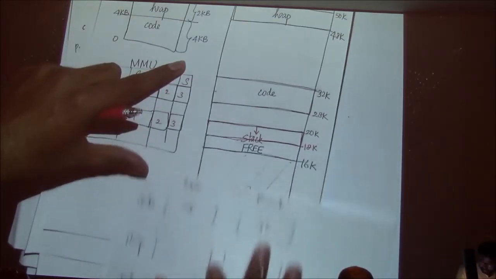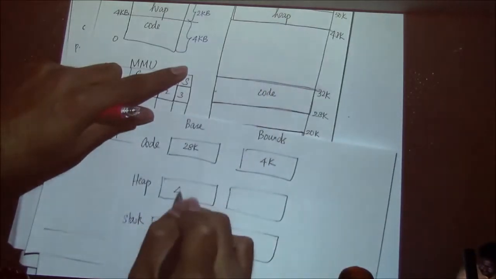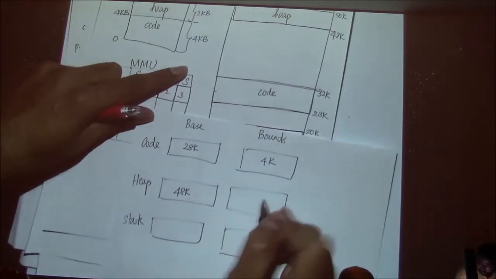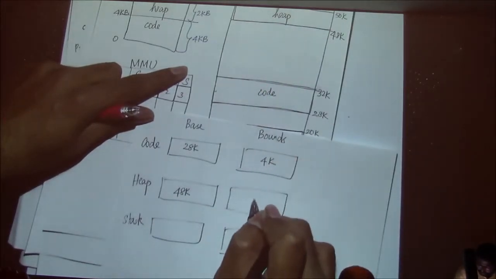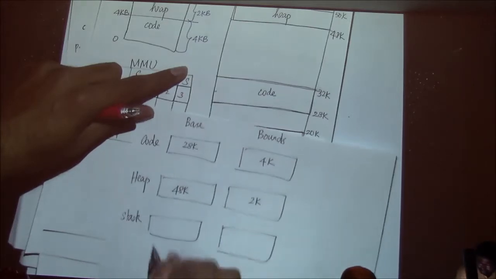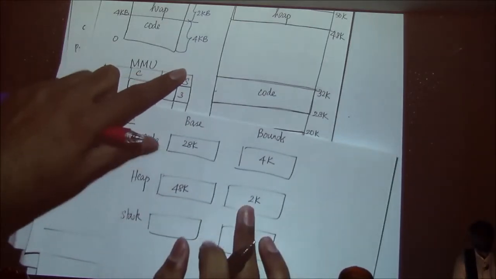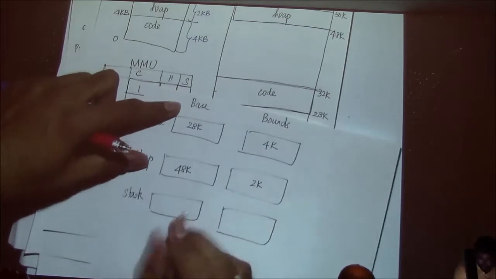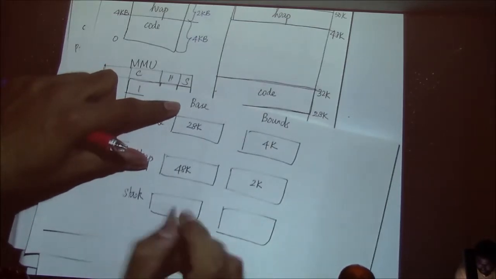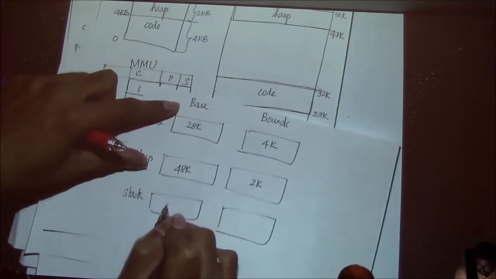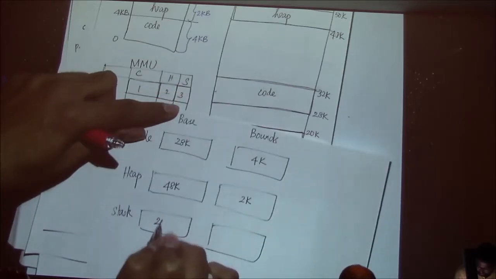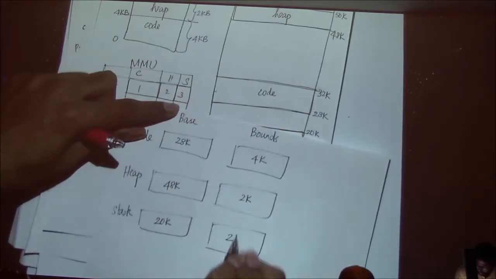And similarly, the base of the heap is going to be 48K, and the bounds for the heap is going to be 2K, because the current size of the heap segment is just 2K. And the stack, the base of the stack is going to be 20K, and the bounds of the stack is going to be 2K.